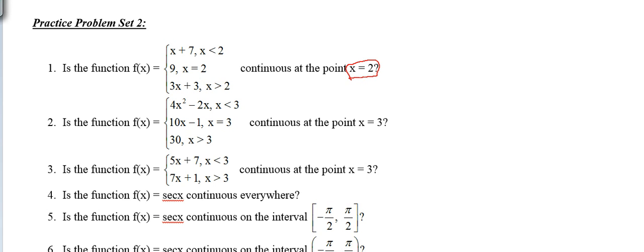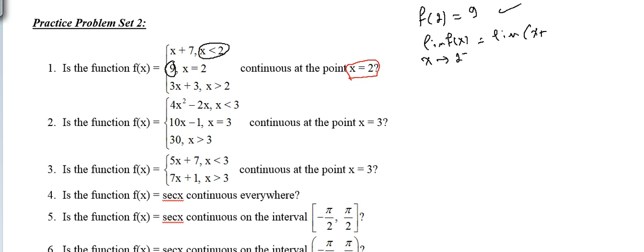Three conditions, right? First, f of 2 is given equal to 9. As we can see here, it's 9, and this is condition 1, satisfied. Second, the limit of f of x as x tends to 2 minus. X tends to 2 minus means x less than 2, so we take the x plus 7 and substitute 2 plus 7 equals 9.